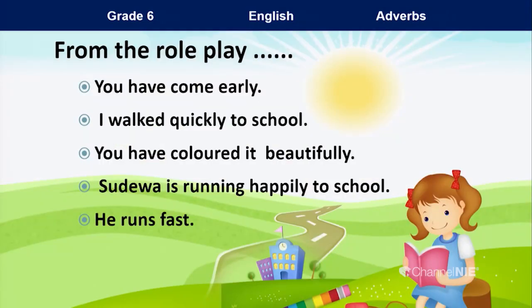So from the role play, we have these sentences. Once again, have a look at it, children. Let us read the sentences. You have come early. I walked quickly to school. You have colored it beautifully. Sudeva is running happily to school. He runs fast. That's right.